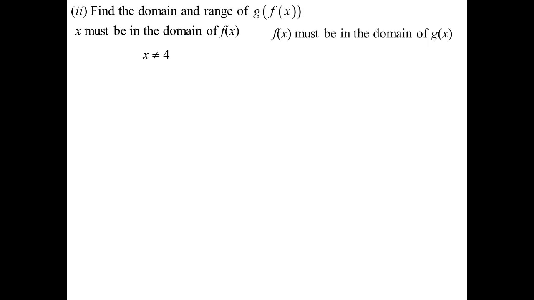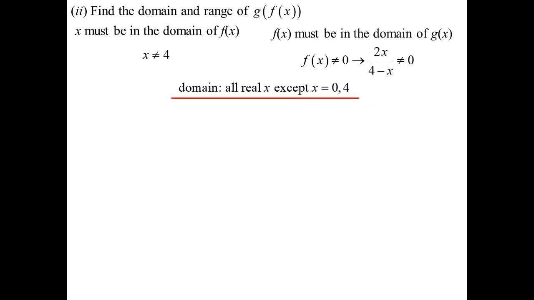Can be tricky though. Let's go the other way around then. What happens if we substitute function f(x) into g(x)? x must be in the domain of function f(x). Well, we said x can't equal 4, right? So we know 4 is an exclusion. Function f(x) must be in the domain of g(x). Our answers for function f(x) was, we got everything, but we didn't get 0. So therefore 2x on 4 minus x can't equal 0. That comes up with x can't equal 0. So we've got x can't equal 0 or 4.